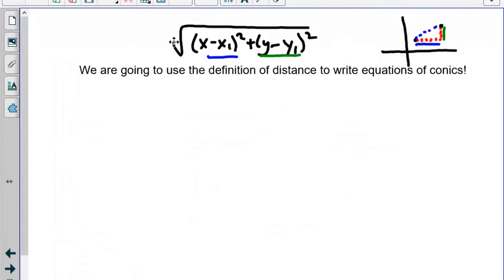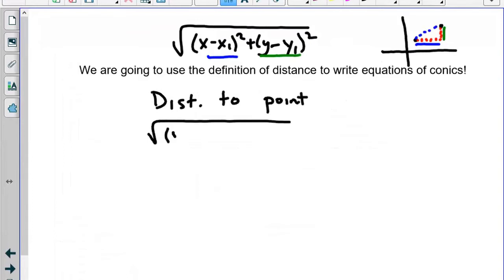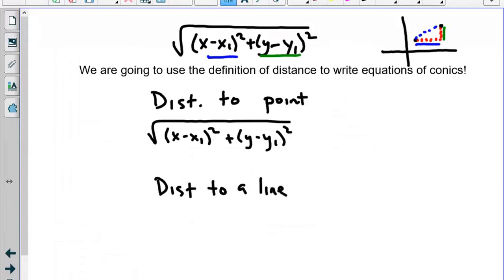Now, really quick, just to make sure we understand all of these things, the distance to a point is going to be just the straight up distance formula. So (x minus x1) squared plus (y minus y1) squared is the distance to a point. If we want to find the distance to a line, one thing we have to be aware of, the definition of the distance from a point to a line, or the distance from some location to a line, we always want to be perpendicular to the line. So our distance is going to be the shortest distance to the line, which is always perpendicular.